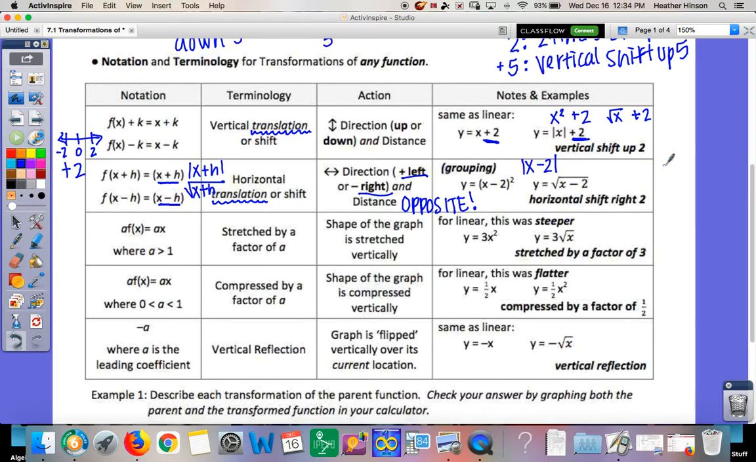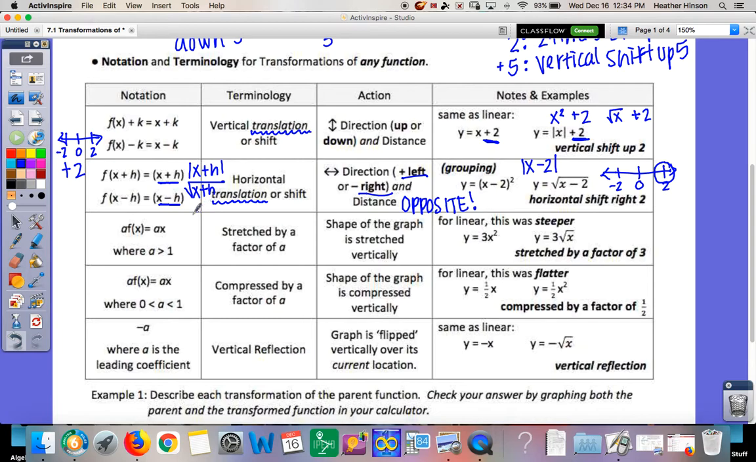So this was a negative 2. On a number line, negative 2 is on the left, but horizontal shifts do the opposite. So they're going to go to the right 2. They're actually going to come over to positive 2.